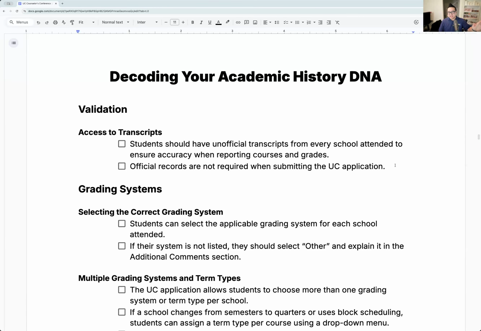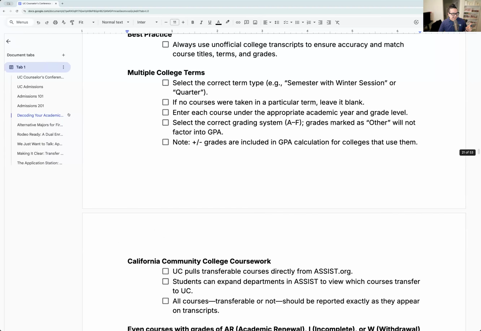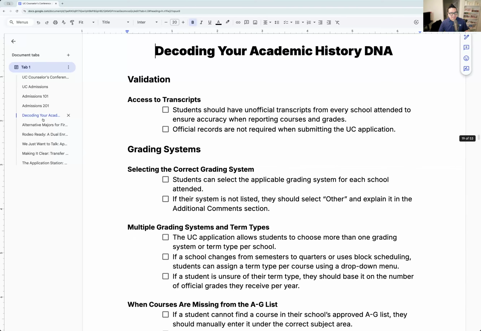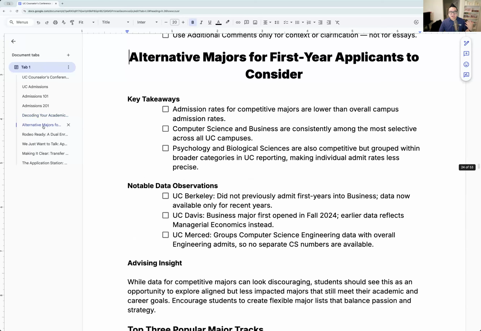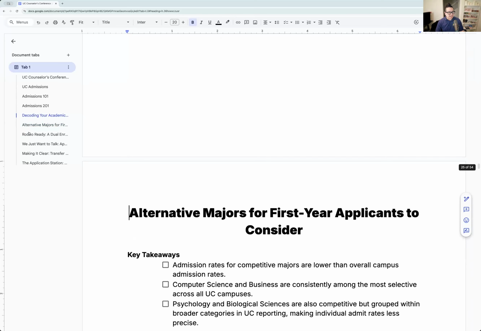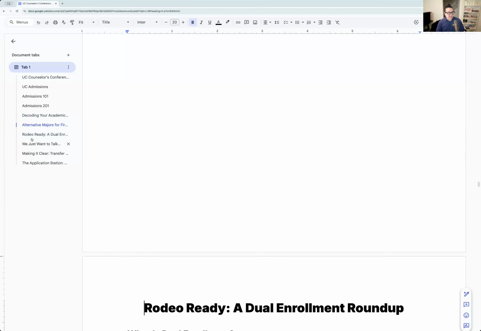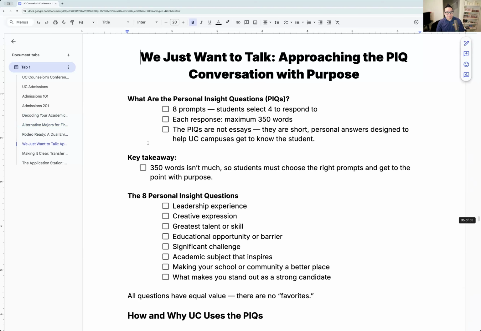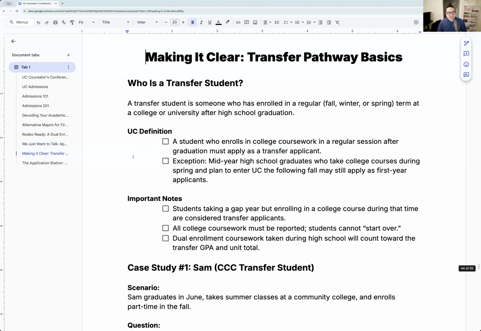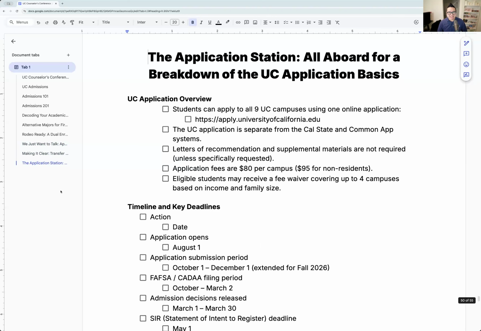Okay. Next section, academic history. Actually, I'm going to speed up really fast, just for the sake of speed. There are a few sections. Which one do you want me to focus on? The next section is called decoding your academic DNA. There's talk about alternative majors, which is something new for the UCs. We can talk about dual enrollment. We can cover how to approach the PIQ, the essay questions for the UCs, the transfer process, or the application itself.